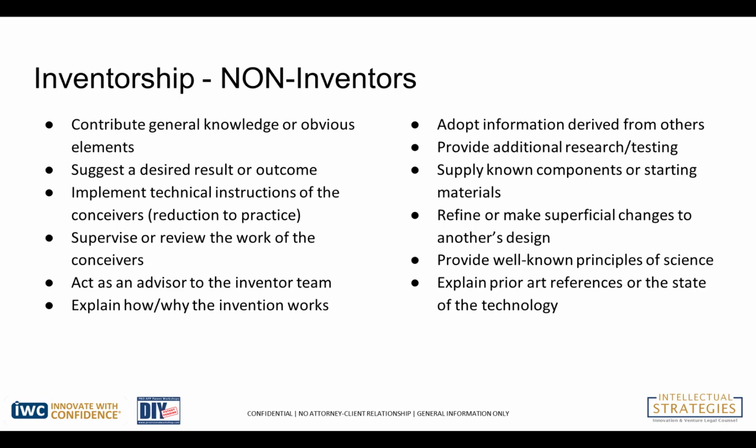Similar to the general knowledge note above, simply explaining how or why the invention works is insufficient. Similarly, adopting information derived from others is not sufficient to be listed as an inventor on the initial patent application. However, if something is adopted to form a new invention, then that person might be listed as an inventor on a separate patent application. Somebody who simply provides research or additional testing on a device is not an inventor. That would fall into the technician category again. Somebody who supplies known components or starting materials would not be an inventor. So when you go out and you buy your materials from a supplier, simply buying materials from them does not qualify them as an inventor.